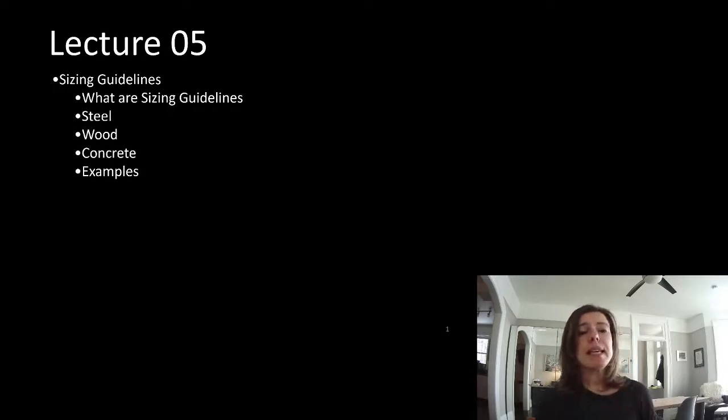So these are guidelines. We're going to talk about the sizing guidelines, what they are, and then we're going to talk about how they apply to each material, and then I'll do a set of examples. You guys are going to repeat this in the assignment for the most part, in the project that you do for me for the part 2 project. You are going to use the sizing guidelines to estimate what members you'll need. In structures 2, you're going to go through this exercise several times as well.